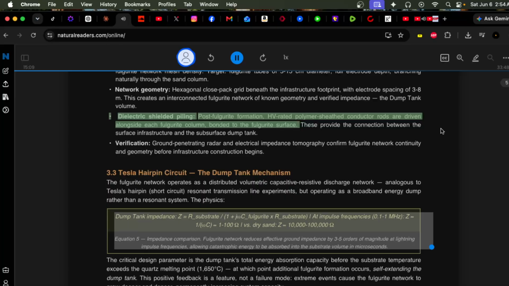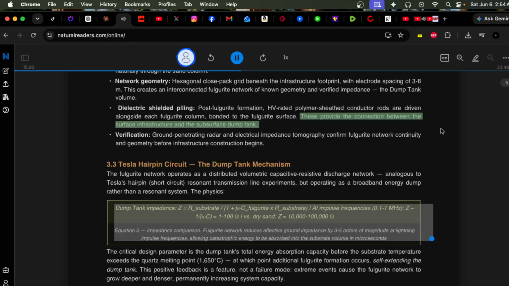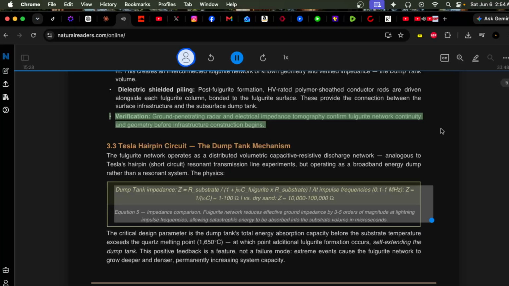Dielectric shielded piling: post-fulgurite formation, HV-rated polymer sheath conductor rods are driven alongside each fulgurite column, bonded to the fulgurite surface. These provide the connection between the surface infrastructure and the subsurface dump tank. Verification: ground-penetrating radar and electrical impedance tomography confirm fulgurite network continuity and geometry before infrastructure construction begins.